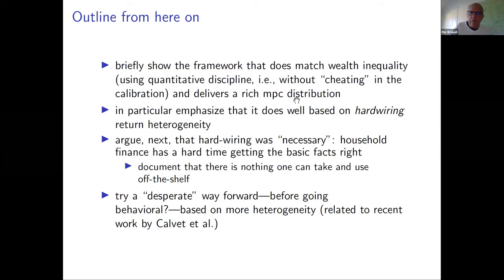So what I'll do first here is show you that you can do very well on wealth inequality and get a much richer MPC distribution with the same type of model if you add return heterogeneity that I mentioned before. And in particular, we hardwired it, and we did that for a reason. The reason is in the third bullet here: we couldn't find a way of not hardwiring it. My understanding of household finance, which I will talk about much more later in the talk, is that it doesn't have an easy time getting the basic facts right. So I'll document a little bit in this talk that there's no off-the-shelf thing that works that you can just import, which is why I'm interested in working on this now. And then at the end, I'll show you a desperate way forward.